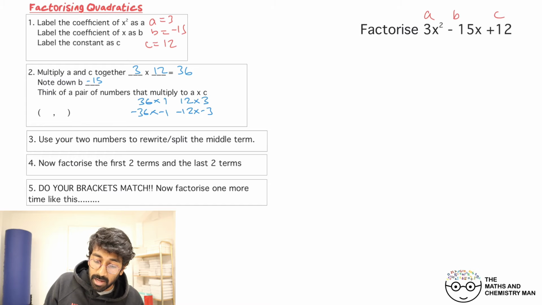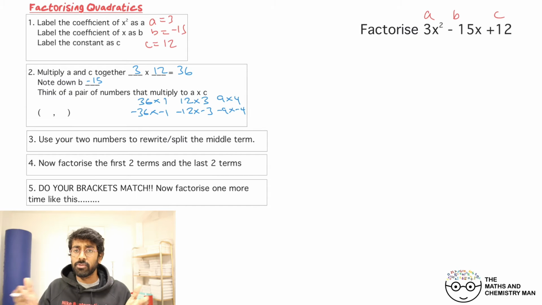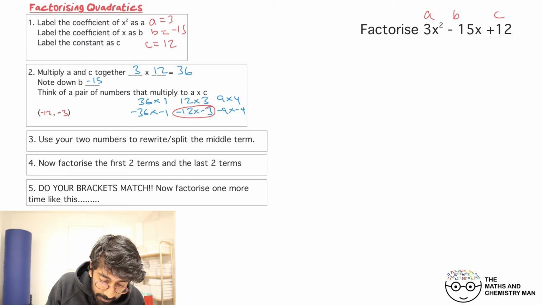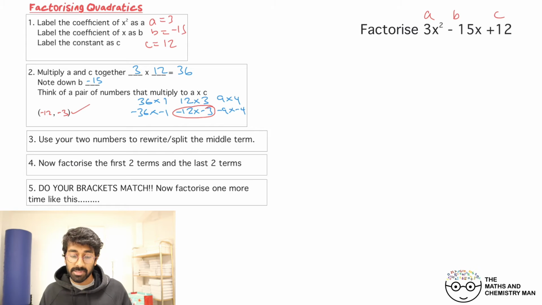What other things go to 36? 4 and 9, so we can go 9 times 4, minus 9 times minus 4. So quite a few possibilities there, but we only need the one that's going to add together to give us minus 15. So which one's that? That's going to be that one there. So the minus 12 and the minus 3. So minus 12, minus 3. That's the numbers that we're picking.